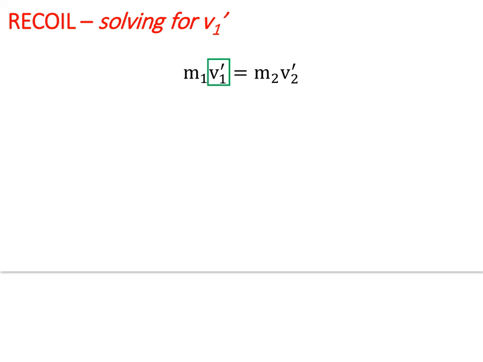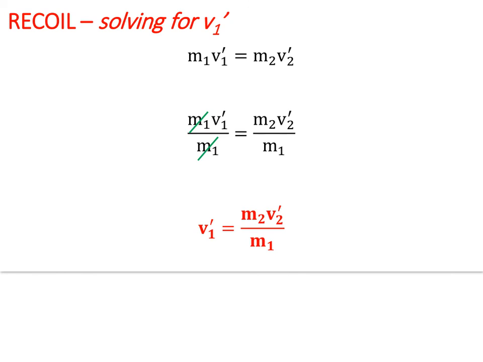Let's say that I want to know how fast is the first object going after the recoil. It's really, really easy. All I have to do is just divide both sides by m1. That cancels out my m1, and I'm left with this equation here.